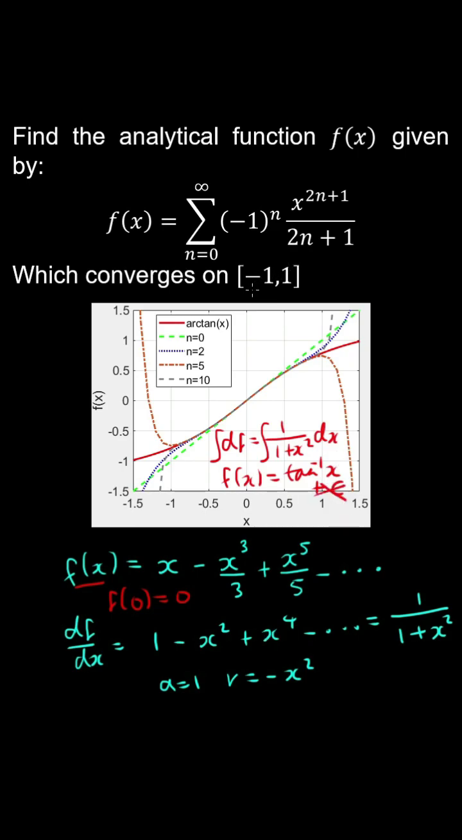And if you did your convergence checks on this series, which we've done previously, you'll see this series converges on the closed interval from minus 1 to 1. And this is clear from the plots here. So as we increase the number of terms in the series, we get a better and better approximation to the arctan function, but only inside the interval of convergence from minus 1 to 1.